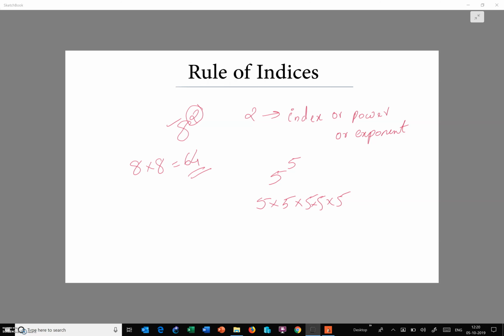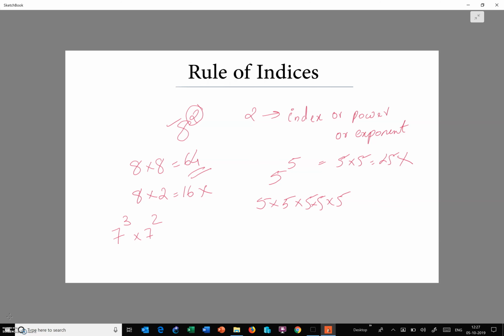One common mistake that a student might make is to just do 8 multiplied by 2 and write 16 as the answer. This is wrong. Similarly here, some of them might do 5 times 5, which is 25. This is something that needs to be corrected. So what do we do if we are to multiply two terms of this form?